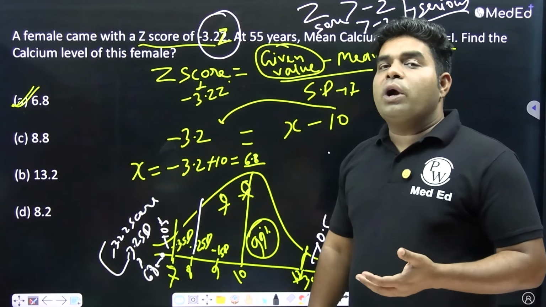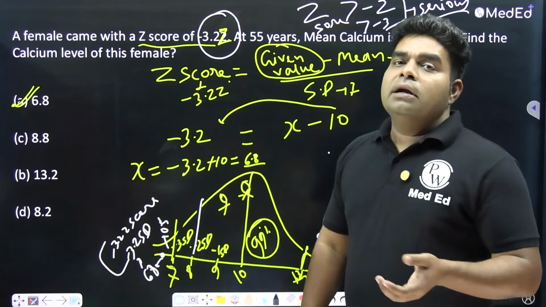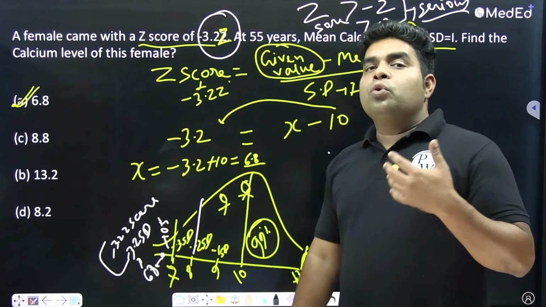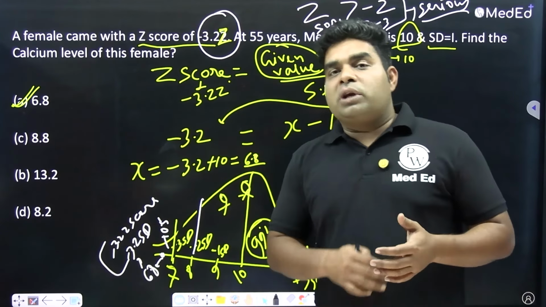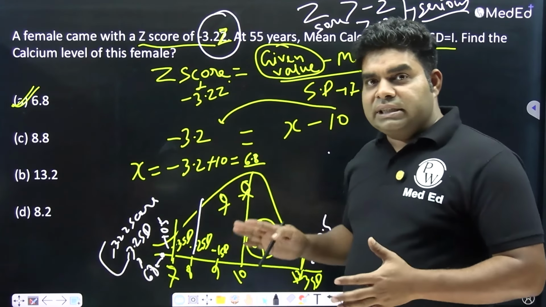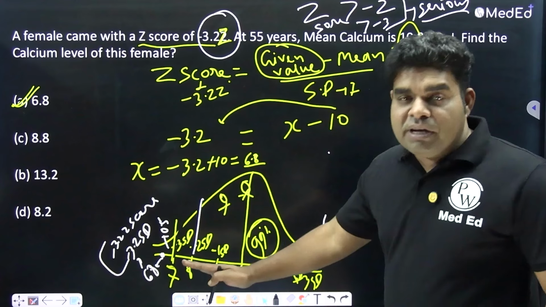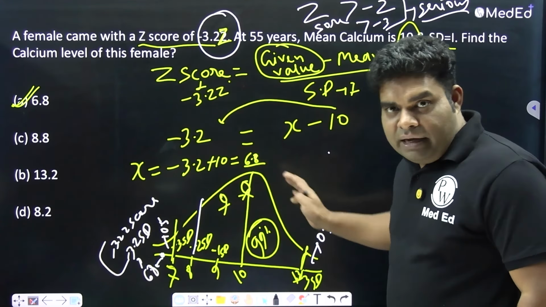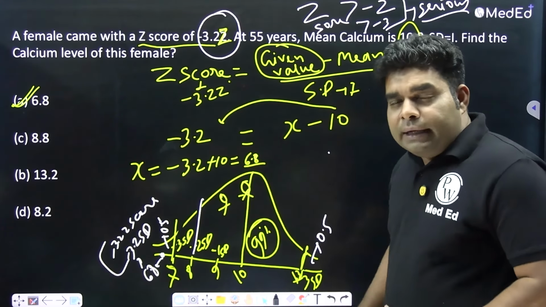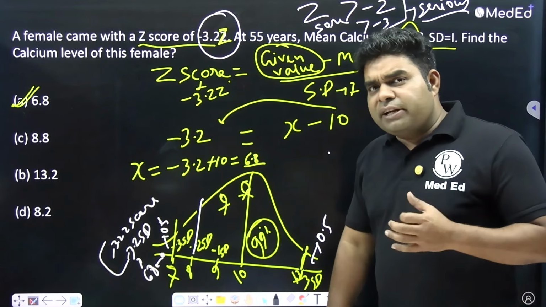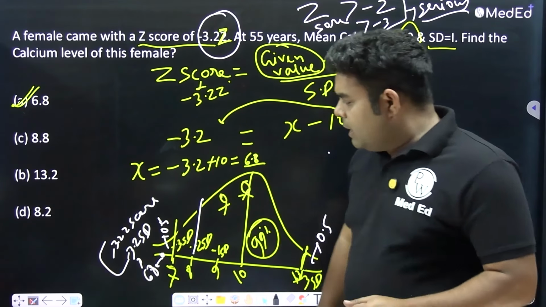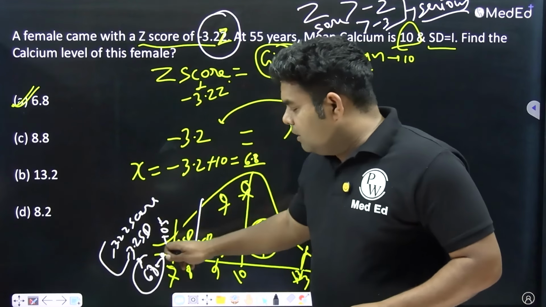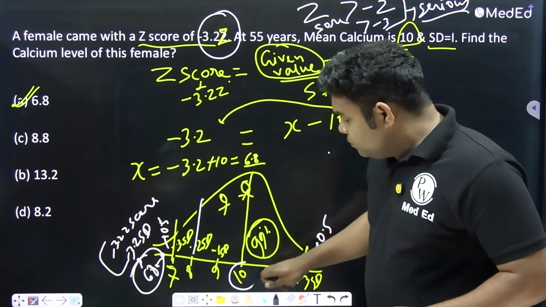And then we also need to advise her to take milk in her diet daily, to get sun exposure, to keep on walking and all those things, because she is the least female out of the 100 females in the sample here. So what is Z score telling us? Z score is telling us how far one female is from the mean.